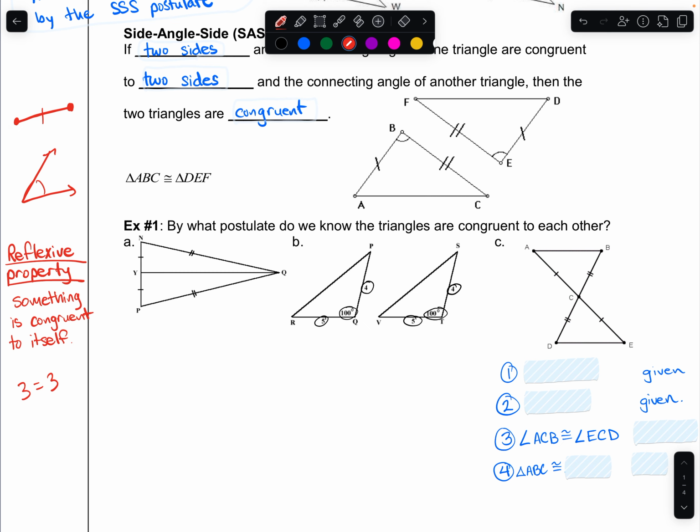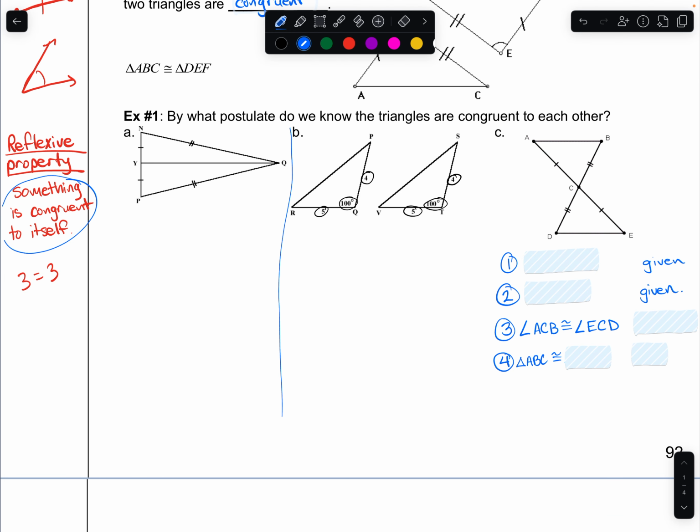For my class, it's totally fine if you just say the reflexive property. I'll know what you mean. But it's good to know there are different reflexive properties. They all have to do with something being related to itself, though.